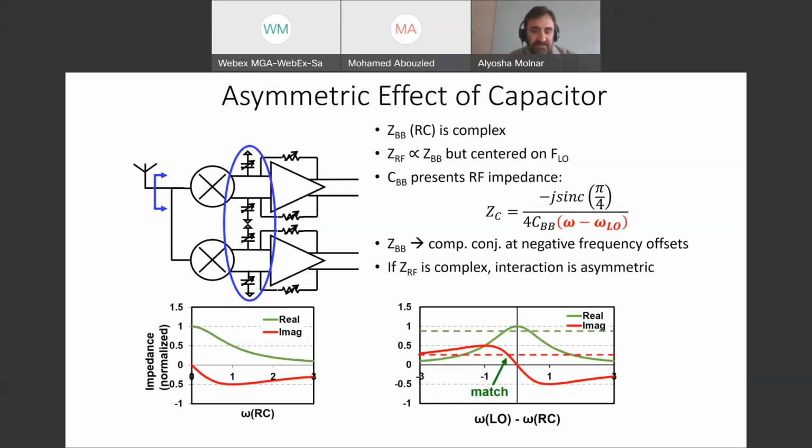So I get my match a little bit offset, which means I get my peak a little offset. And all those asymmetries are really just the interaction of the upconverted baseband impedance and its complex conjugate interacting with any parasitics on the RF port.